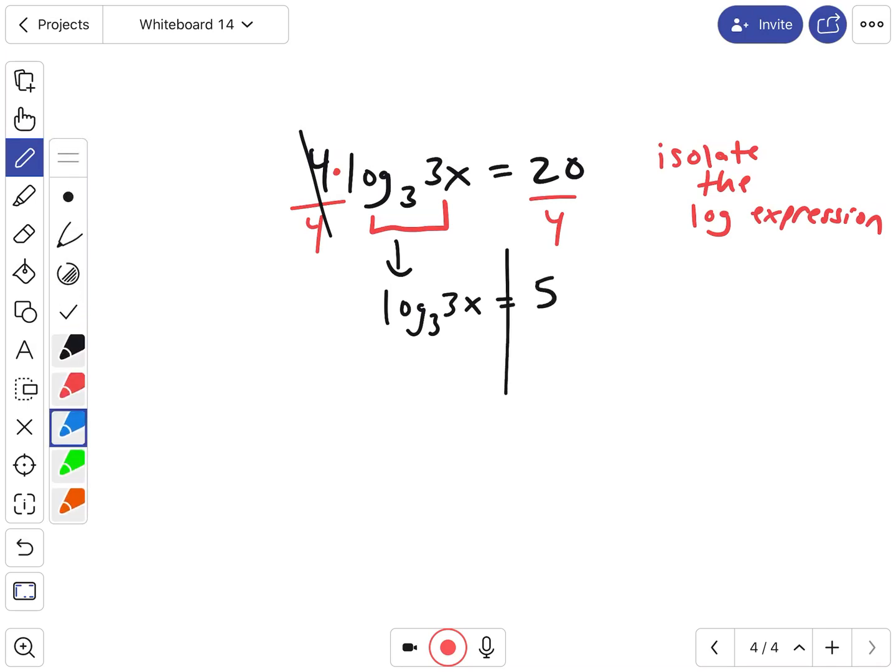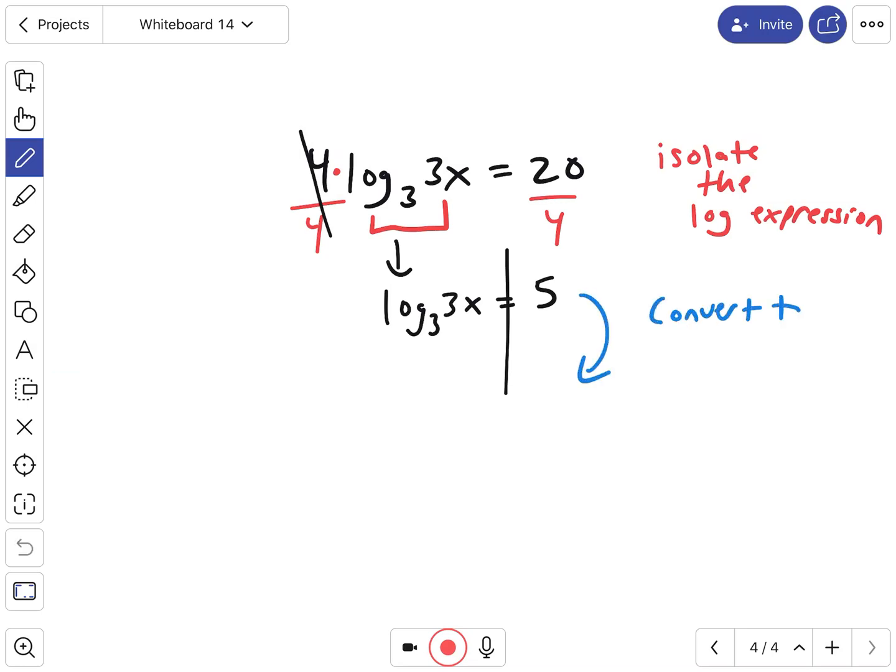And then we could go ahead and convert it. So it's a log, so we're going to convert it to an exponential function. This 3 is the base, so we're going to make the exponent a base, having a base of 3. These two are going to switch, so the 5 is going to go on this side with the 3, but now the 5 is going to be an exponent since it's an exponential expression, and the 3x is going to go on the right side.